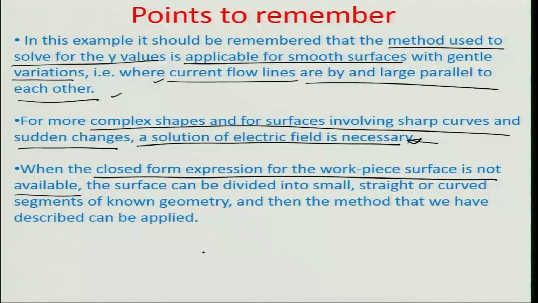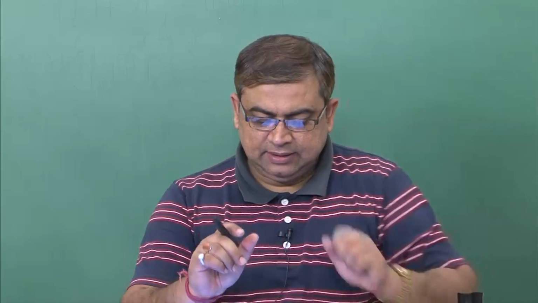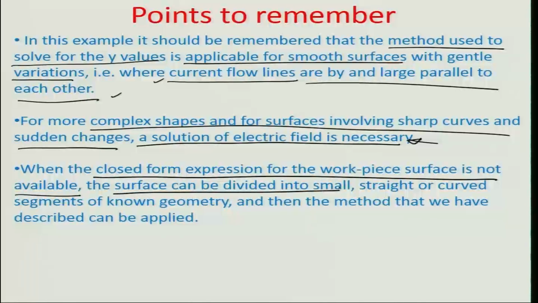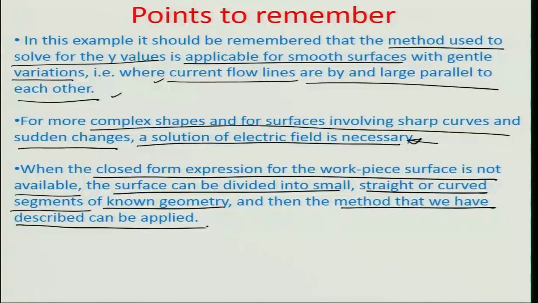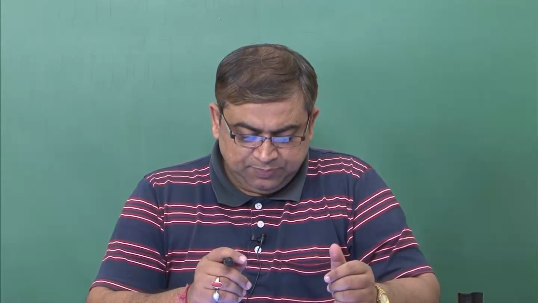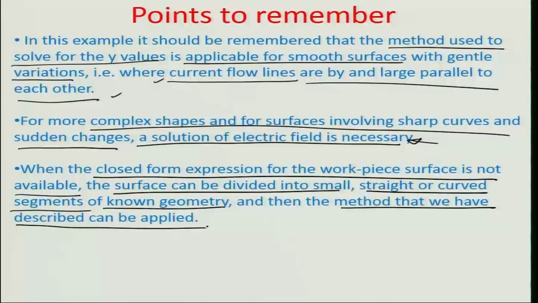in CAD, wherever necessary, there is a strategy that we follow: we divide the whole surface into synthetic curves and try to join the small segments together, and each of them would have a functional relationship. That way we could estimate the overall topology of what is to be machined. So the surface can be divided into small straight or curved segments of known geometry, and then a method can be used where mapping of individual segments onto the tool side develops the whole tool surface map, so that the final tool shape can be estimated.